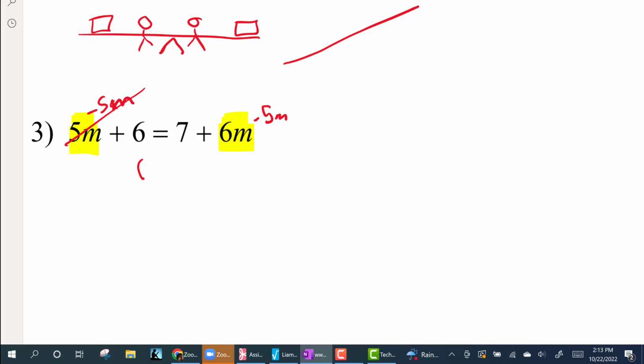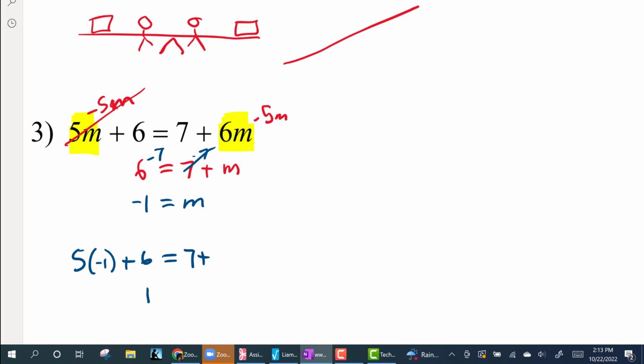So now that leaves 6 is equal to 7. 6m subtract 5m is just m, or 1m. And then we just have to cancel that positive 7. So negative 1 is equal to m, and then we could try it out. 5 times negative 1 plus 6. Well, negative 5 plus 6 is 1. And then 7 plus 6 times negative 1. Well, 7 plus negative 6 is also 1.